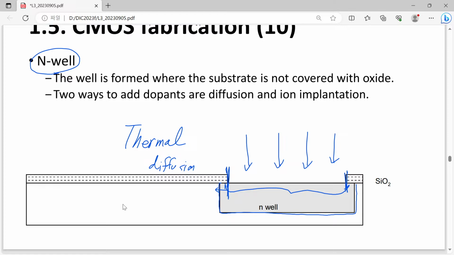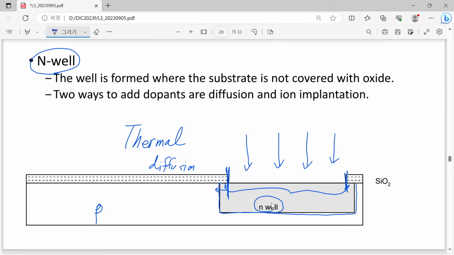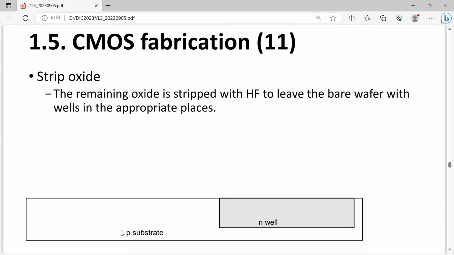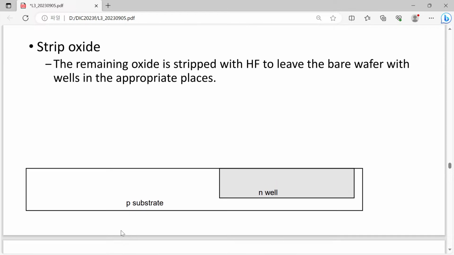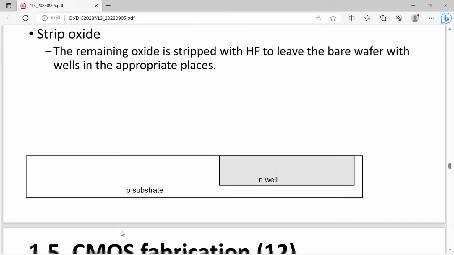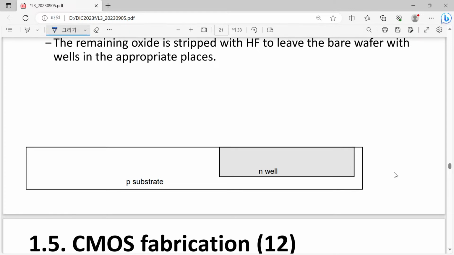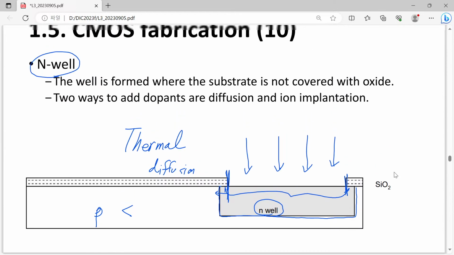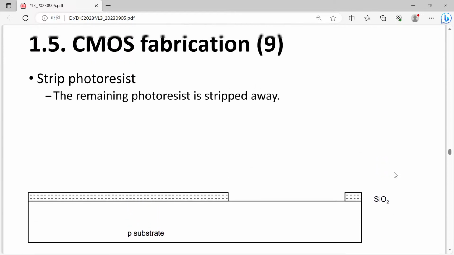Anyway, at the end of this procedure, we have a p-type substrate, and we also have an n-well, whose doping density should be larger than the p-type. Then the oxide is removed because it is no longer required. Now compare this one and our very first blank.